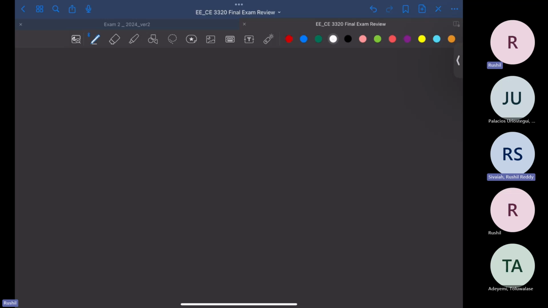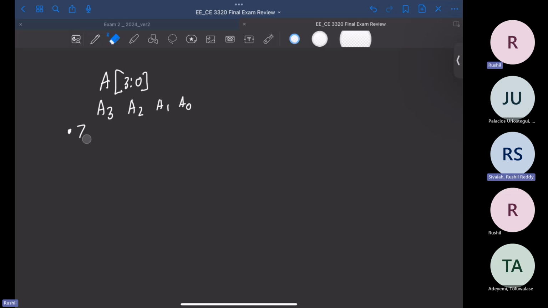So for this question, you have an input A of 3 to 0, which means it's A3, A2, A1, and A0. And you're trying to multiply this by 7. There are a lot of ways you can do this. You can convert the 7 into binary, which would be 0, 1, 1, 1.